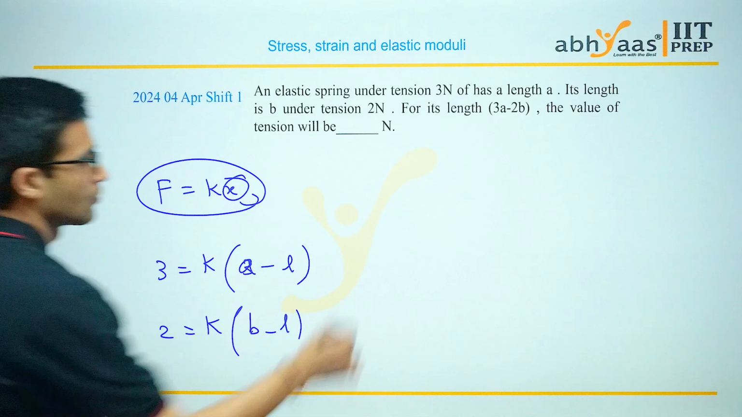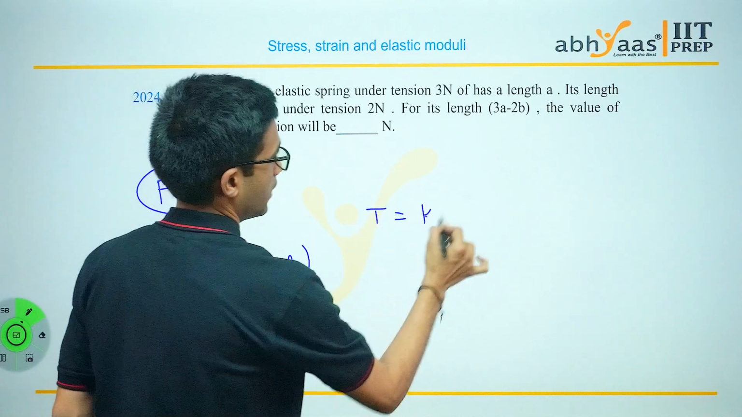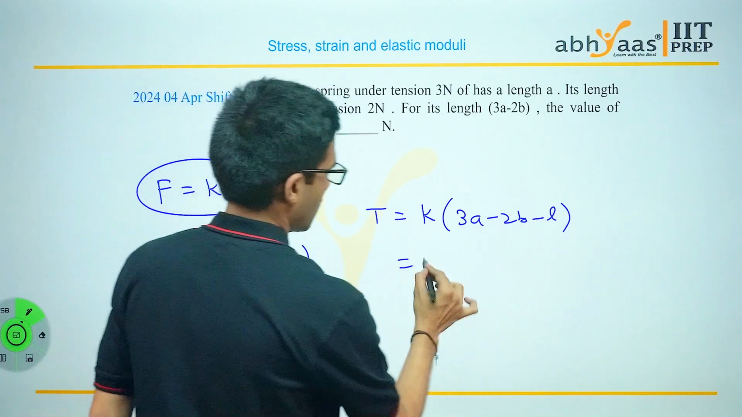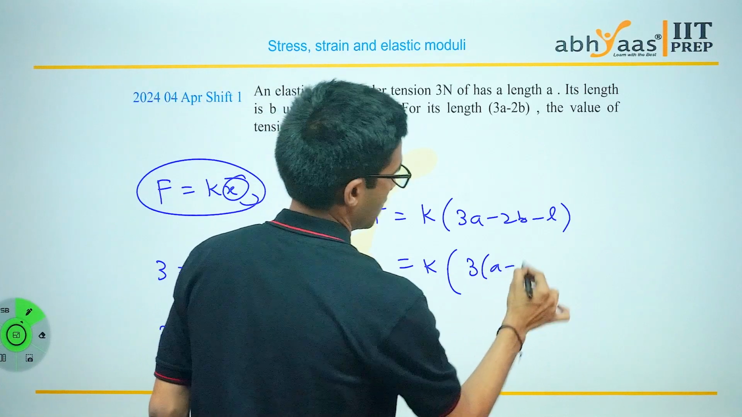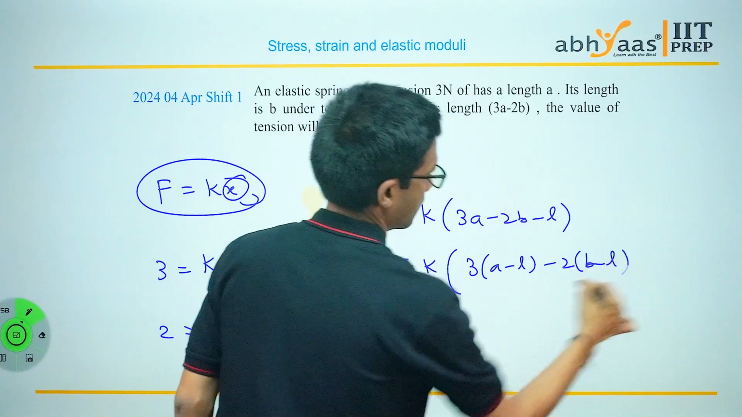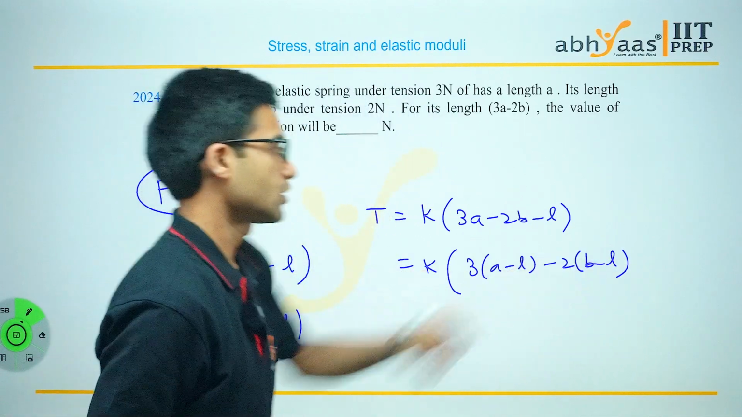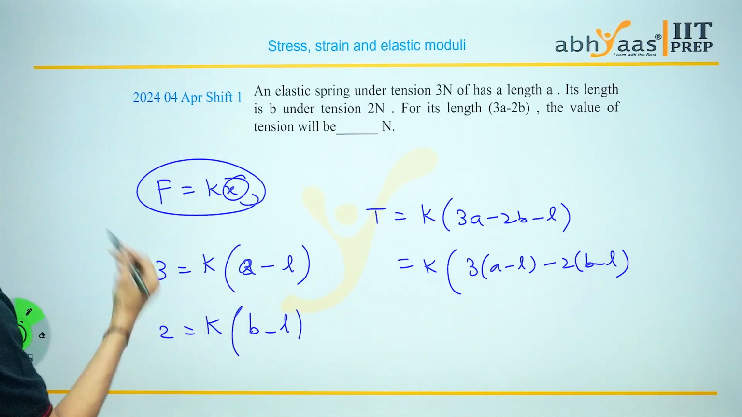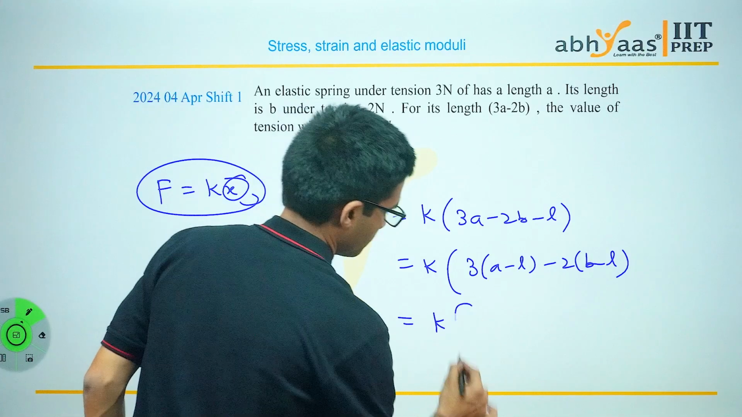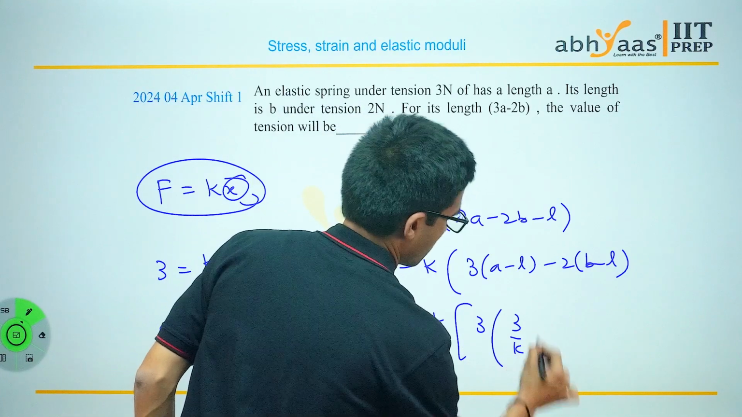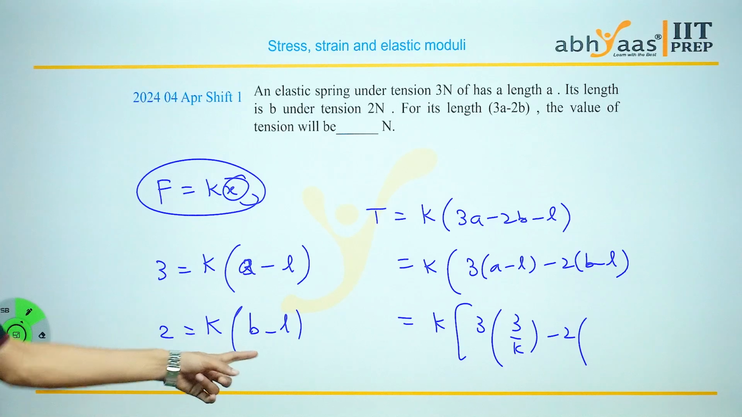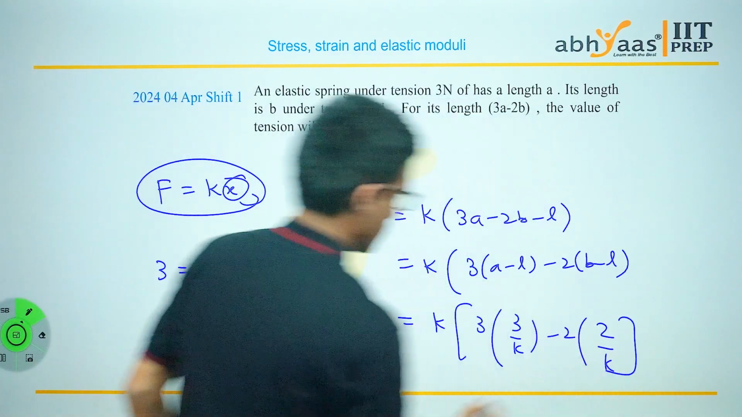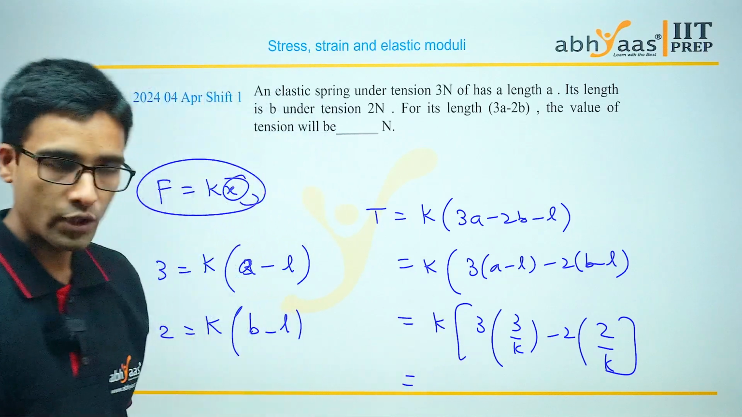What is the value of tension? We don't know that. T is equal to K into X, that is 3A minus 2B minus L. So now if you write K into 3 into A minus L minus 2 into B minus L, finally we are getting minus 3L plus 2L, that is minus L only. But A minus L, how can you write? A minus L equals 3 by K. And B minus L is 2 by K. We don't know the value of K, that's why we are doing it like this.